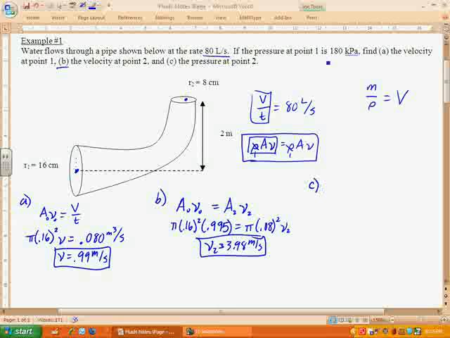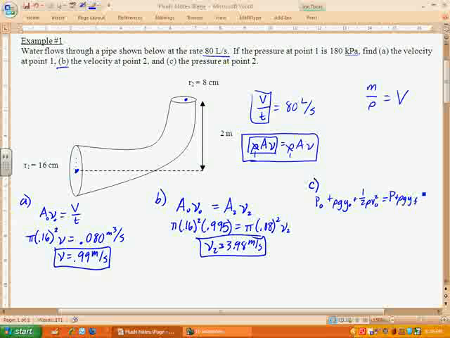So let's do initial pressure plus rho g y plus 1/2 rho v squared. Now this is all initial, right? Is equal to the pressure plus rho g y final plus 1/2 rho v squared final, or at 2.